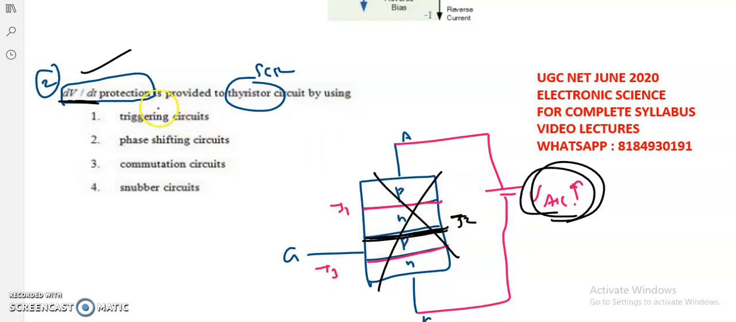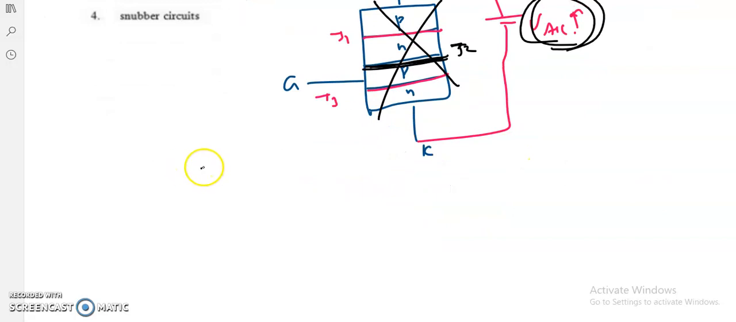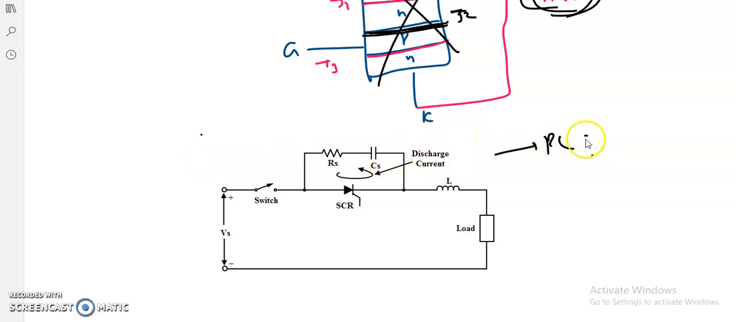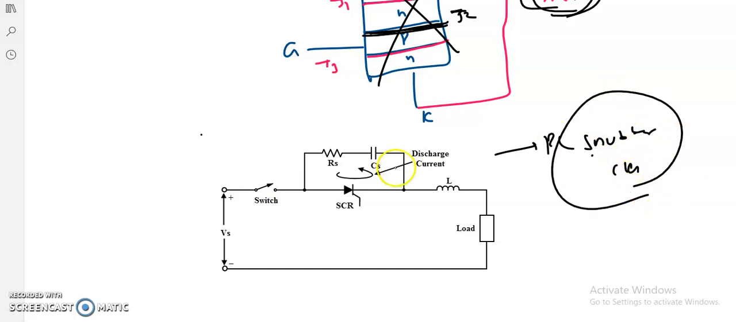For such protection, we use circuits called dV/dt protection circuits. Those are called snubber circuits, right? Generally we call this an RC snubber circuit. This RC snubber circuit really helps by giving protection to prevent the silicon controlled rectifier from going into the breakdown region or destruction.